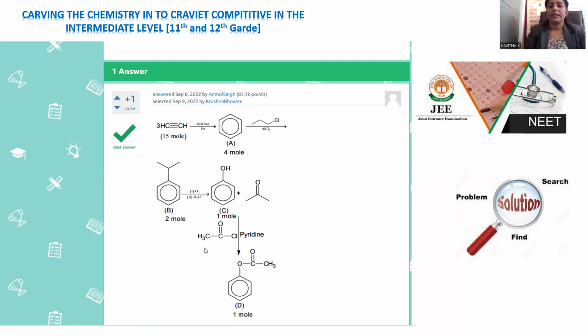This phenol will be treated with an acylating agent called acetyl chloride under pyridine basic conditions. So simply we can say O-acylation gives the ester as the final product.